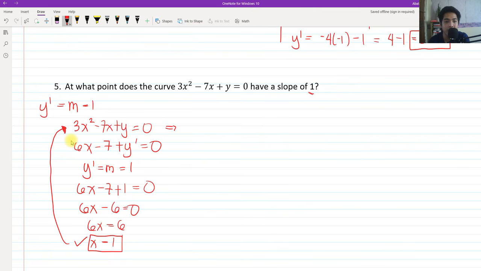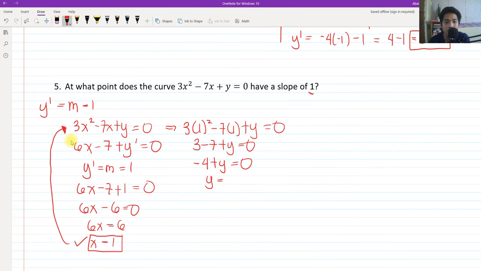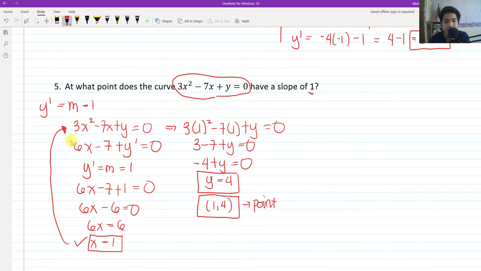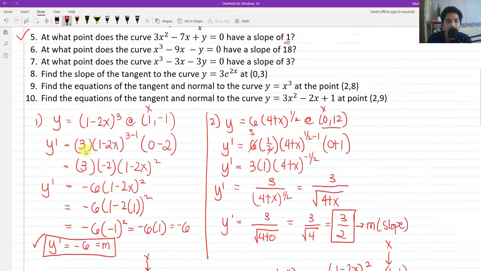Substituting x here, we have 3 times 1 squared minus 7 times 1 plus y. So we have 3 minus 7 plus y equals 0. This is negative 4 plus y equals 0, so y equals 4. So the point wherein this curve will have a slope of 1 is actually (1, 4). This is actually the answer. Okay, so that is the point.